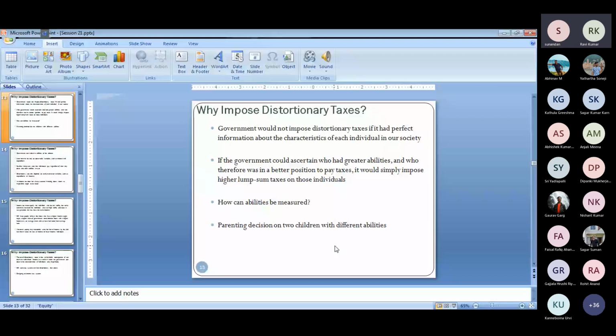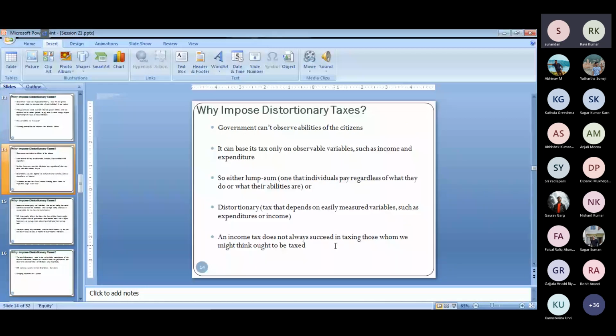Now, government cannot observe the abilities. The only thing that the government can get data for are income and expenditure. So either you have to go for a lump sum taxation, which has one major flaw. What is the flaw? You have to pay irrespective of your ability. Or the government has an option of putting some distortionary tax which is based on certain variables, or as we'll say, the proxies for ability, say income or expenditure.